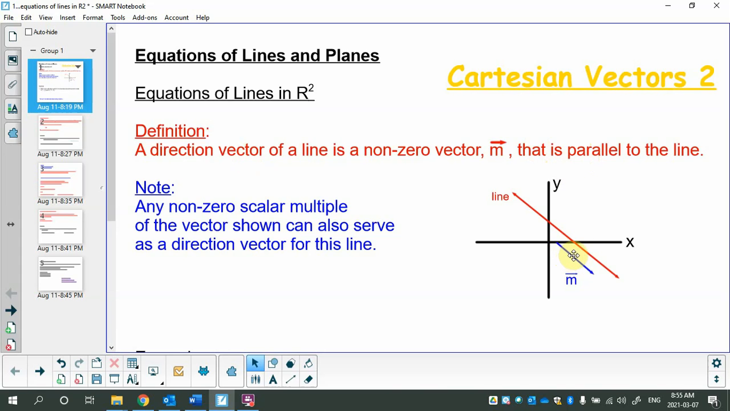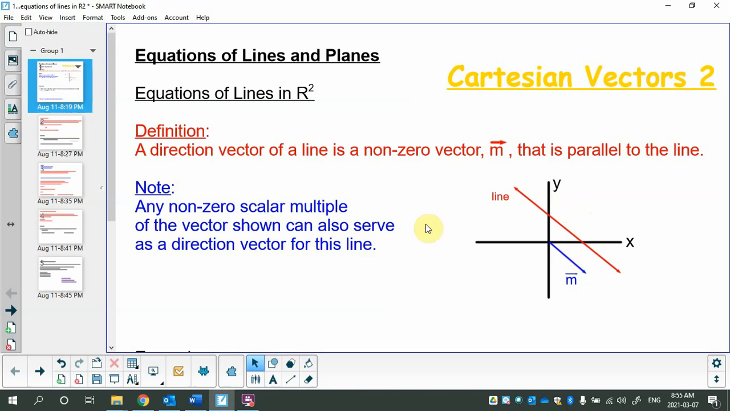So this is a direction vector because it's parallel to the line, which I've indicated here in red. The direction vector could be anywhere, it's just telling you the direction of the line. So if your line were in a different spot, you'd still have the same direction vector, you've just got a different spot for it to be going through. Any non-zero scalar multiple of the vector shown can also serve as the direction vector.